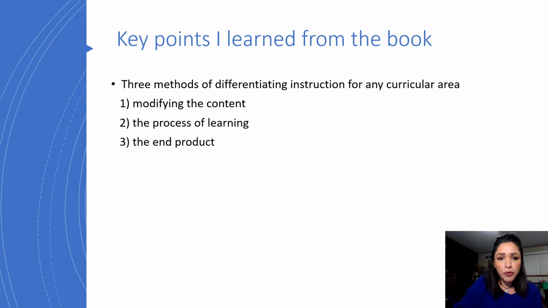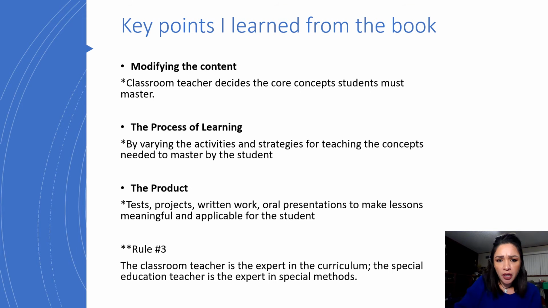The key points that I learned from the book are 3 methods of differentiated instruction for any curricular area, which are modifying the content, the process of learning, and the end product. Modifying the content: the classroom teacher decides the core concept students must master. The process of learning can be done by varying the activities and strategies for teaching the concept needed to be mastered by the student. And the product could be tests, projects, written work, or oral presentations to make lessons meaningful and applicable for the students. Remembering rule number 3, the classroom teacher is the expert in the curriculum, while the special education teacher or any other special teacher is the expert in the special methods.